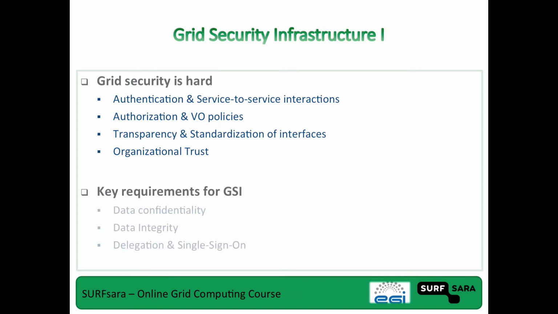The primary motivations behind the grid security infrastructure are the data confidentiality, so there's a need for secure communication for the exchange of information. Sensitive information and data must be protected from eavesdroppers. Data integrity, this is required to assure that messages were not modified in transit without authorization, or intentionally or accidentally. And delegation, the grid security infrastructure provides mechanisms for single sign-on to allow delegation of user credentials, as we will see later.